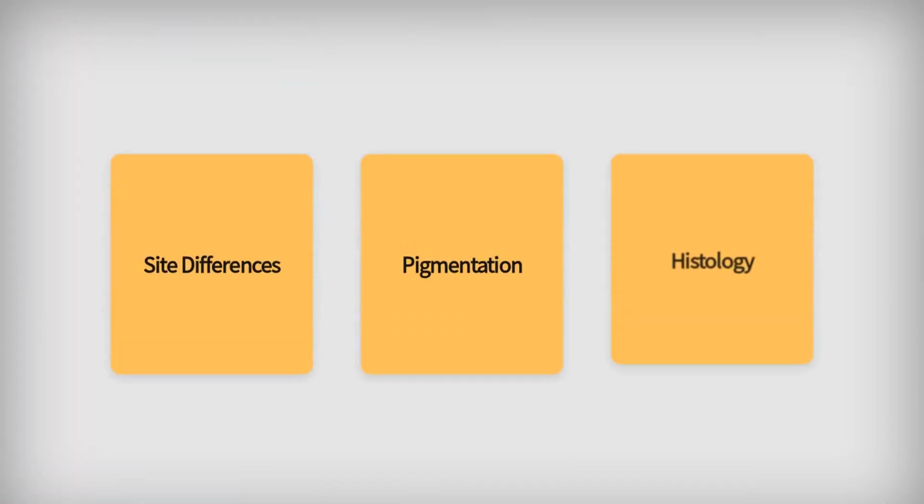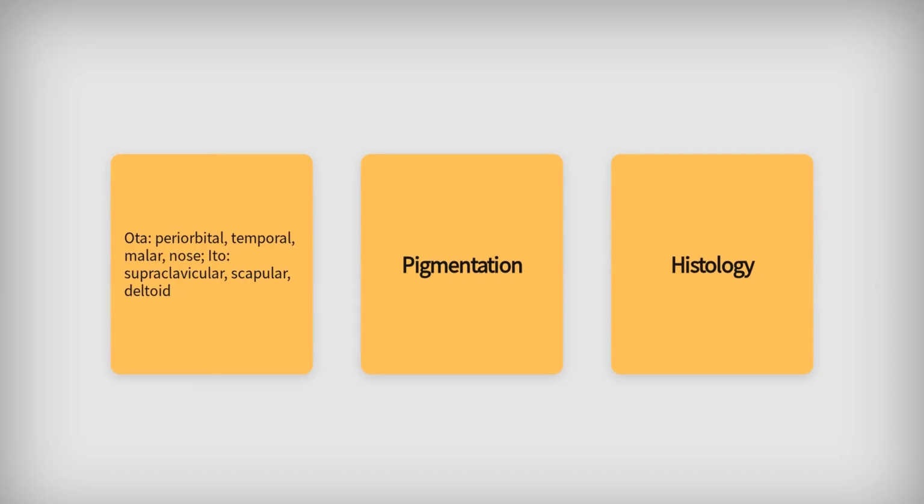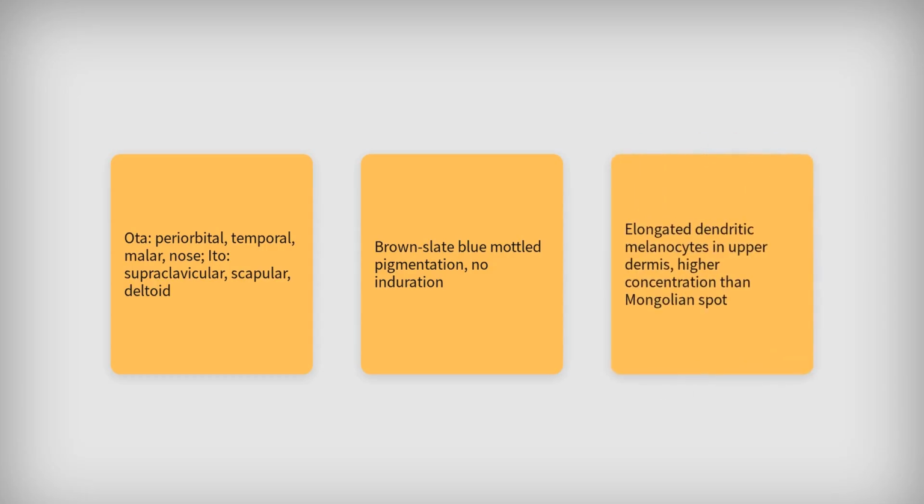Nevi of Ota and Ito differ in site and histology, but share pigmentation features. Nevi of Ota appear around the periorbital, temporal, malar, and nose regions, while nevi of Ito are found in the supraclavicular, scapular, and deltoid areas. Both types show brown slate blue mottled pigmentation without induration. Histologically, these nevi have elongated dendritic melanocytes in the upper dermis, with a higher concentration than Mongolian spots.